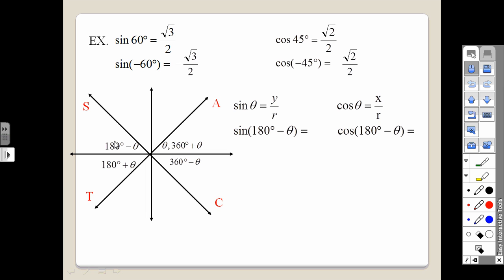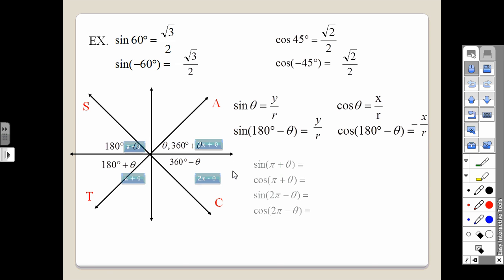180 minus theta is going to put you over here in the second quadrant, because you would go a full 180 and then subtract theta, which means you're going backwards a little bit, and that puts you up here. So this is the S quadrant, so sine is positive there, so it's going to give you a positive y over r. If you were dealing with cosine, though, cosine is negative, so that would be a negative x over r. Okay, so everything should be in relation to theta, and theta is like your reference angle. All reference angles are going to be congruent with that same problem.